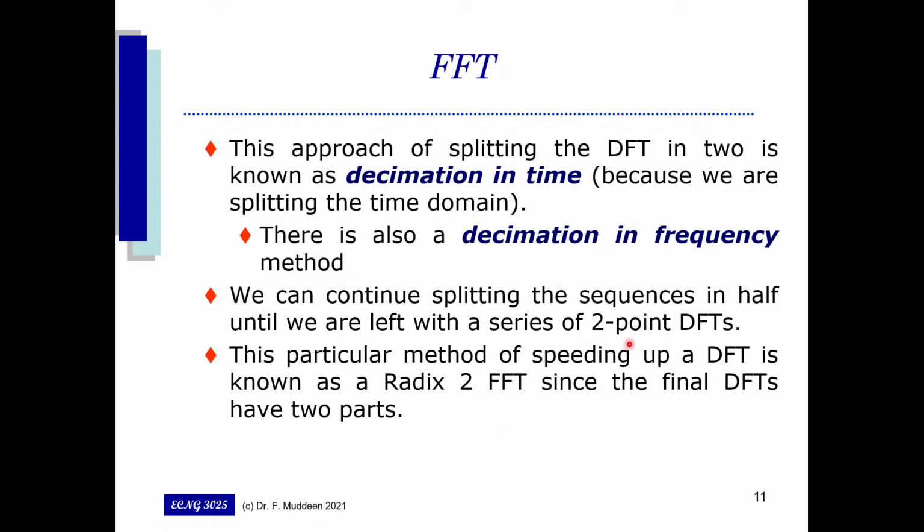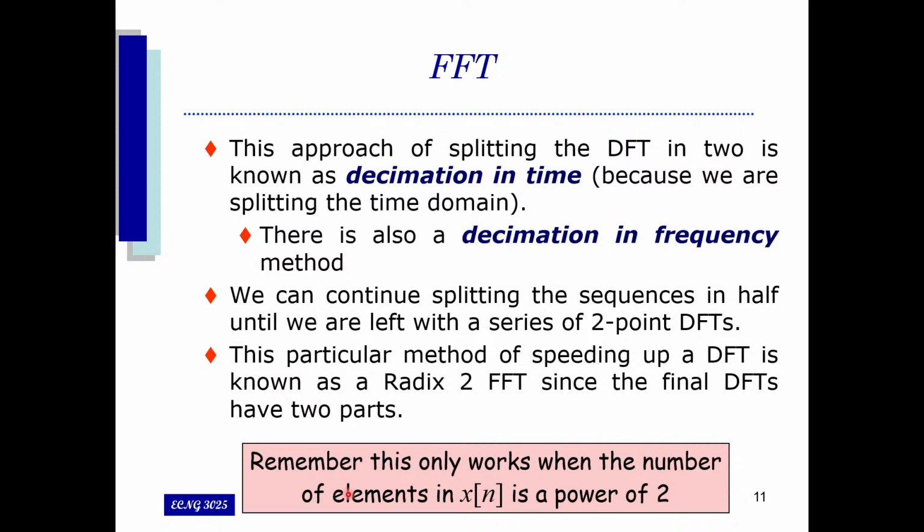And once we have those 2-point DFTs, we then formulate that back in order to form the FFT equations. Using the 2-point DFT, the name for this algorithm is the radix-2 FFT, because we go straight down to only 2 points. And we're also dealing with sequences that are a power of 2. So like I said, remember, this algorithm works only when the number of elements in x of n is a power of 2, so it's going to be 2, 4, 8, 16, 32, and so forth.